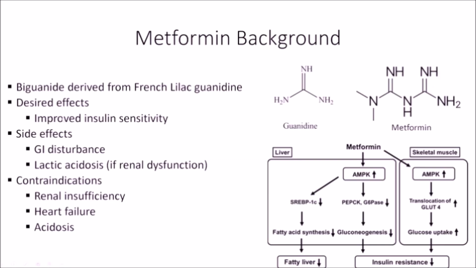So the desired effects were improvements in insulin sensitivity and blood sugar. The side effects, certainly GI disturbance, potentially nausea or vomiting, and lactic acidosis, particularly if you have kidney issues. Contraindications include serious kidney issues, heart failure, and acidosis. Finally, this last diagram on the bottom right here shows that all of the different health benefits that metformin confers start from its increase in AMP kinase. And so we'll follow each of these different pathways and explain what's going on and why it's occurring.